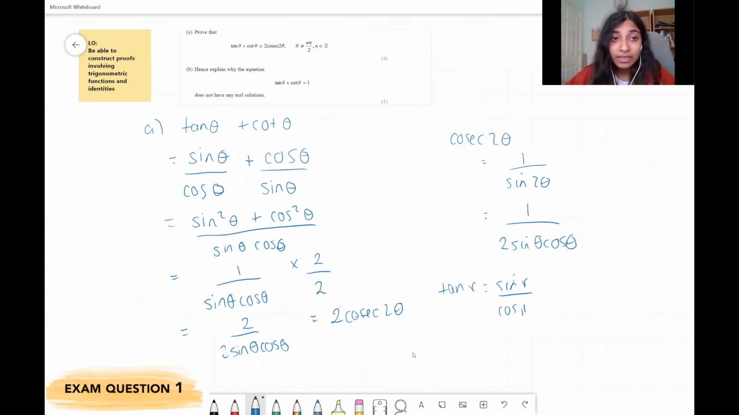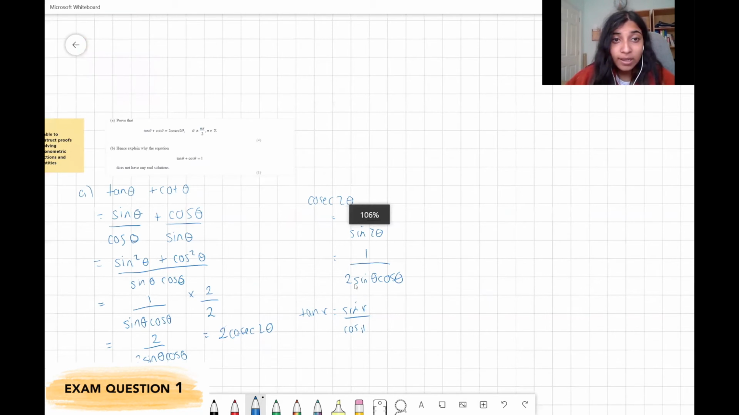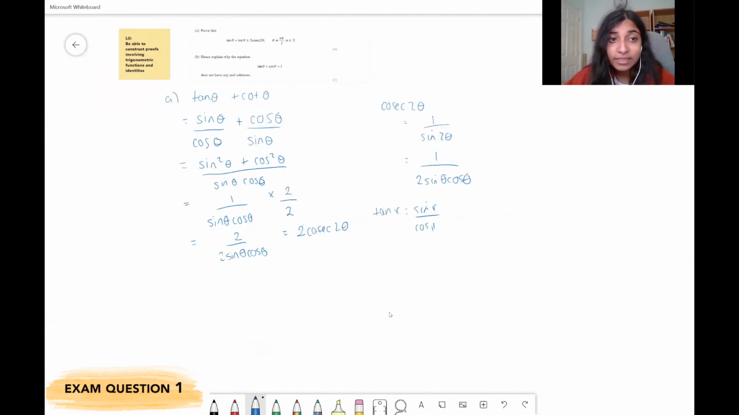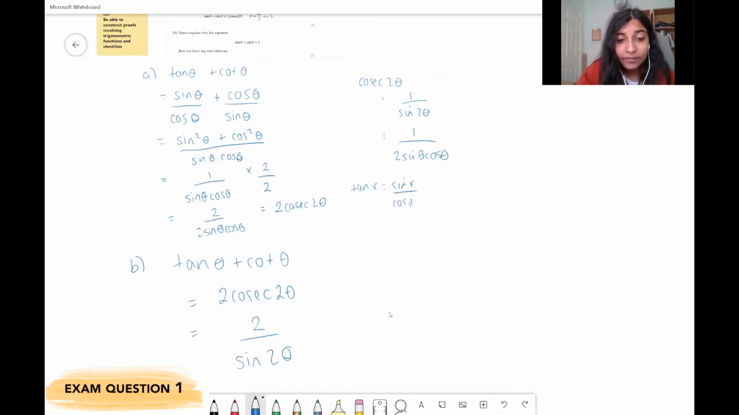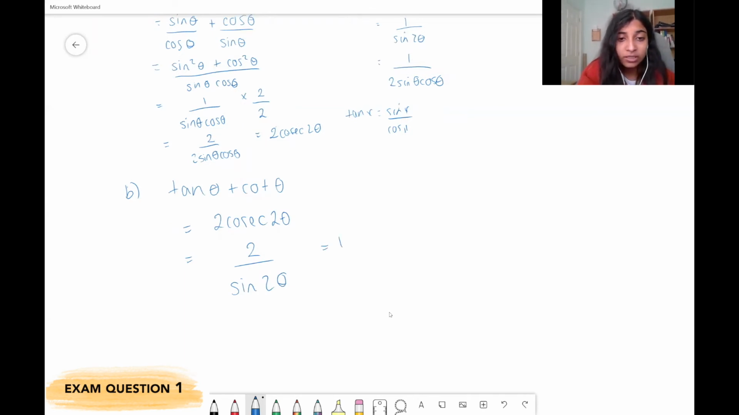So then the last bit is we want to explain why the equation tan theta plus cot theta is equal to 1. So if we know that tan theta plus cot theta, that's just equal to 2 cosec 2 theta. And then we know that that's just the same as 2 over sine 2 theta. So if you want that to be equal to 1, if we cross multiply, that means we'll get 2 is equal to sine 2 theta.